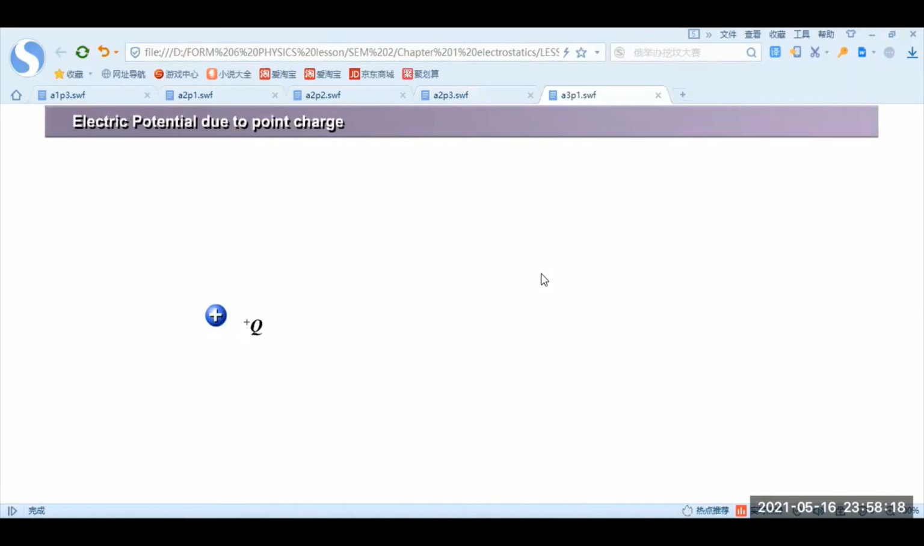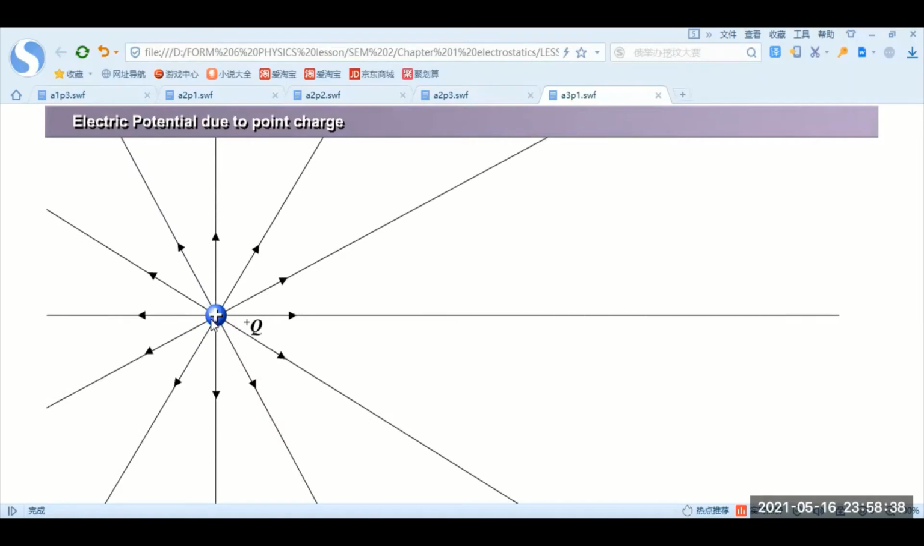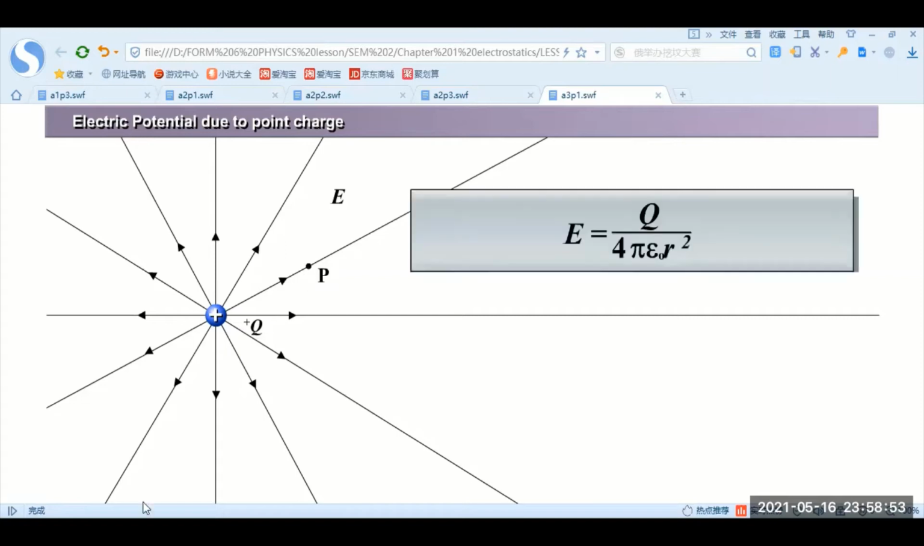Now we'll go to the electric potential due to a point charge. Let's look at a positive point charge, positive Q, let's say 1 coulomb, for example. For a positive charge, the direction of the electric field is outward. The lines show the pattern representing the electric field. Each line means there is an electric field line to a point P.